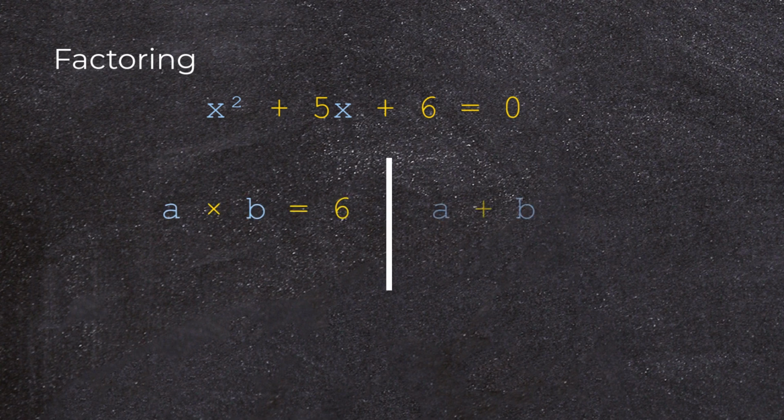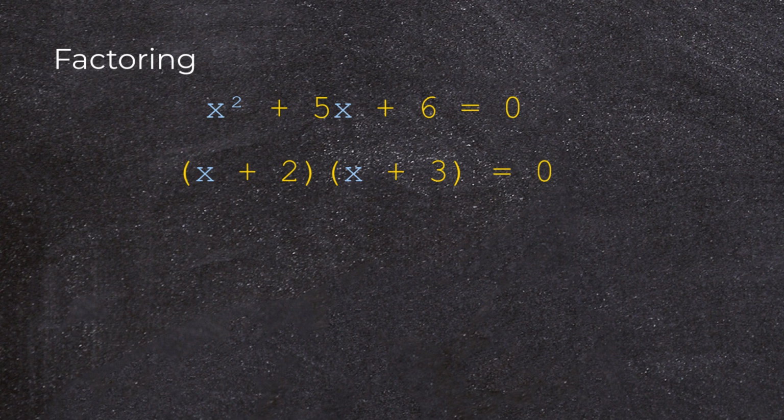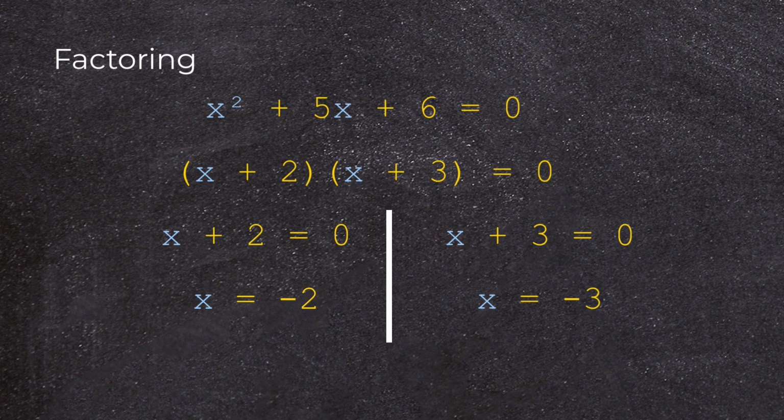First up, factoring. This is the fastest method, but it only works if the quadratic factors nicely. Take x squared plus 5x plus 6 equals 0. Look for 2 numbers that multiply to 6 and add to 5. That's 2 and 3. So we factor (x plus 2)(x plus 3) equals 0. Solutions are x equals minus 2 or x equals minus 3.